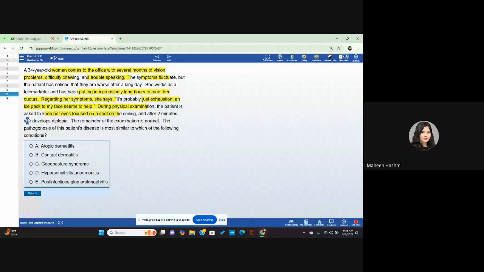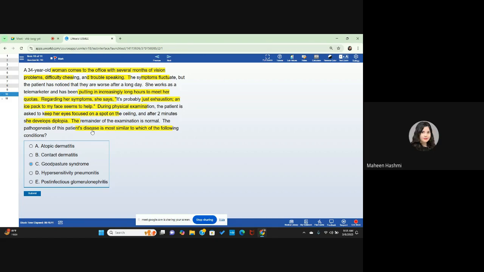Okay, they gave you an answer. She has diplopia, trouble chewing, trouble speaking. What do you think the answer is? Myasthenia gravis. The pathogenesis of the patient's disease is most likely similar to which of the following conditions? Is it type 2 hypersensitivity, autoimmune, Goodpasture? Good. Yeah, Goodpasture. What is happening to the patient? Myasthenia gravis. Exactly.